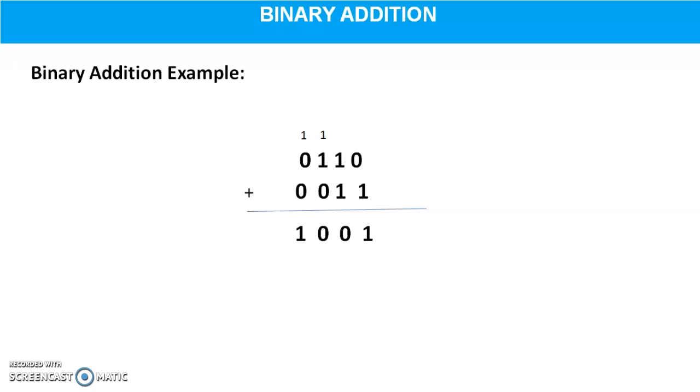This is an example of binary addition. 0 plus 1, the answer is 1. 1 plus 1 is 0, carry 1. 1 plus 1 is 0, carry 1. So the answer is 1 0 0 1. In binary addition, remember one rule: when 1 plus 1 is there, the answer is 0 and the carry is 1. So this is the binary addition example.